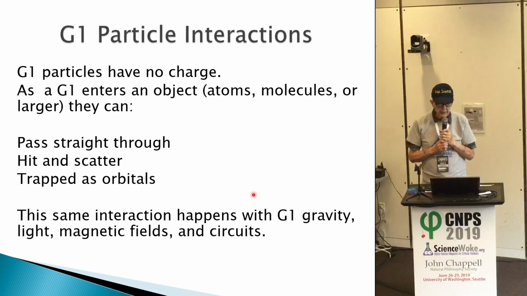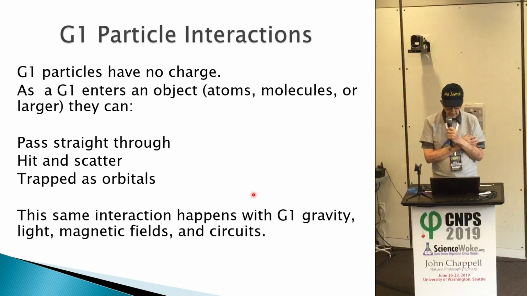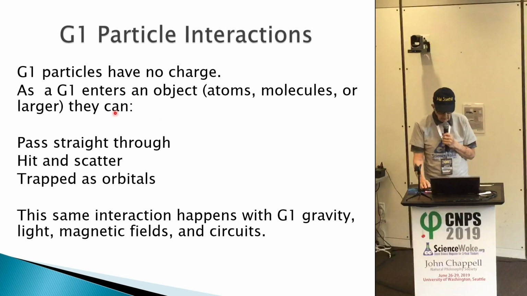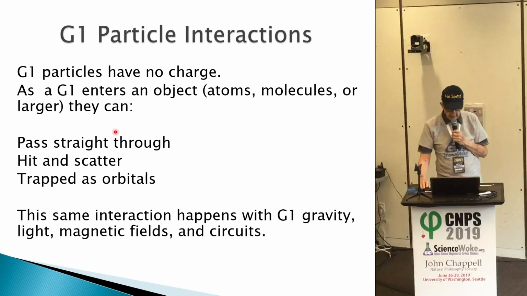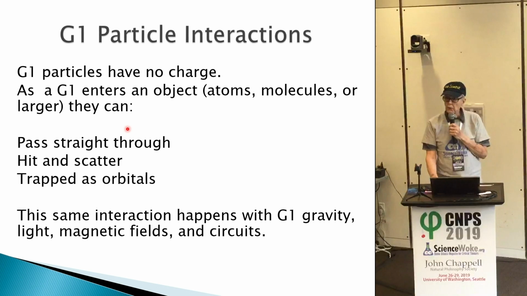Okay, the particle interactions. These are the same interactions I'm going to be using throughout; I use them for gravity, light, magnetic fields, and circuits. As a G1 enters an object, like an atom, a molecule, or larger, they can pass straight through. They can hit and scatter, or they can get trapped as an orbital, and it all depends on where they are, what direction they're going, and what distance they have from the atoms inside the wires or the component.